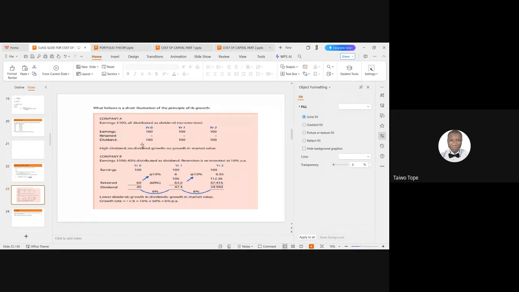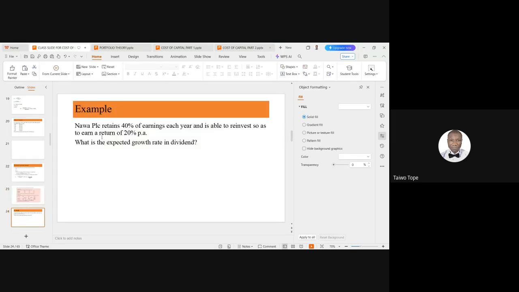Unlike company A, whereby we're just enjoying ourselves, all we earn, we share as dividend. All we earn, it means it is constant. We are not growing, because everything we earn, we distribute as dividend.